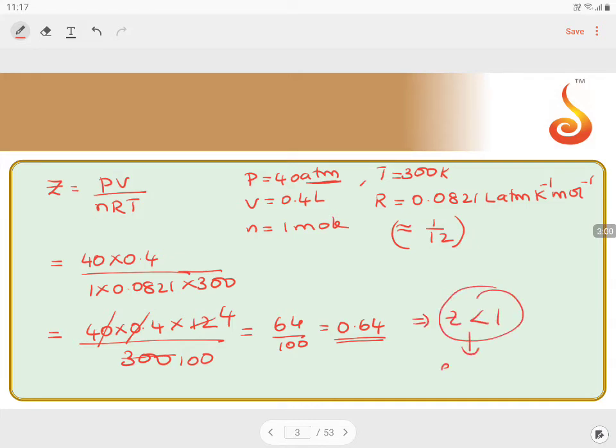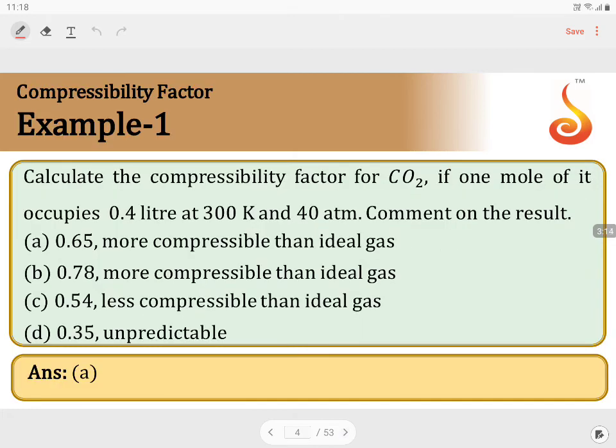That means the gas is easy to compress, easy to compress when compared to an ideal gas. This is the result we can state. At the same time, the answer should be close to 0.64. So the option which has more compressibility, you can see more compressible. This one says less, so I can eliminate it, and the answer unpredictable is also eliminated. Now in these two, your answer is close to this, so option A will be your answer: 0.65 and more compressible than ideal gas.